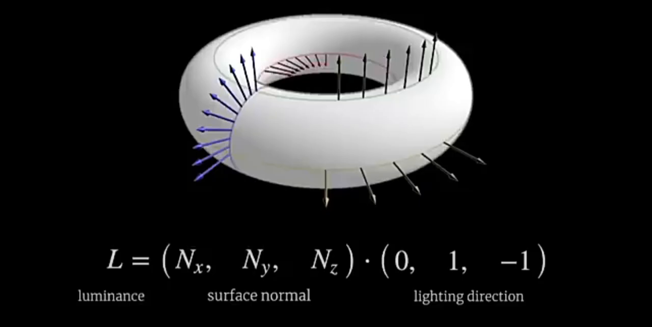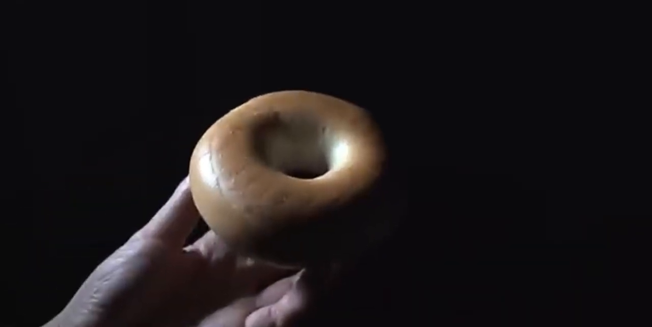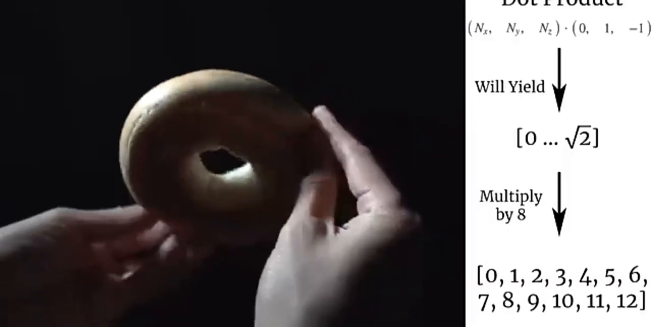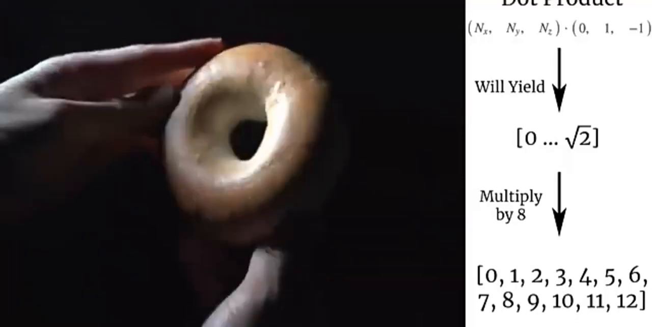To figure out how to shade our donut, we calculate the dot product of the surface normal and the direction of the light. So as you can see, when the normal points this way, it's way brighter. And when it points that way, it's way darker. So the dot product will tell us how light or dark it is.